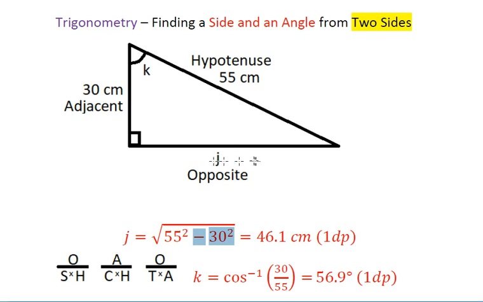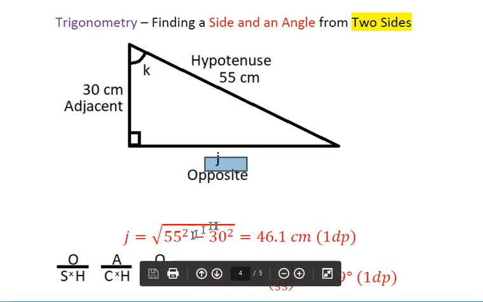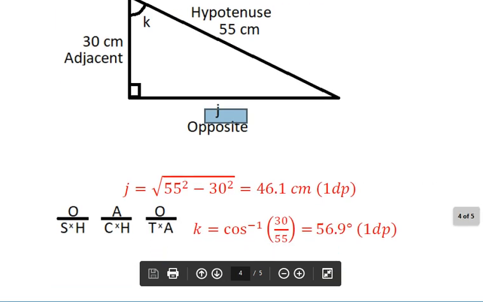Now this is a medium side, it is in fact smaller than the longest side here, so we're going to subtract 55 squared minus 30 squared, take the square root, and there's your answer, 46.1 centimeters.